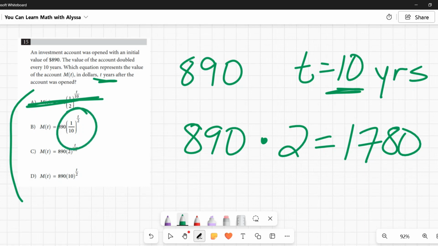I think you can see where this is going. We got 1/10 to the power of t over 2, or 10 over 2. 1/10 to the power of 10 divided by 2, or 5. 1/10 times itself 5 times. Is that going to get me to 2? Nope.